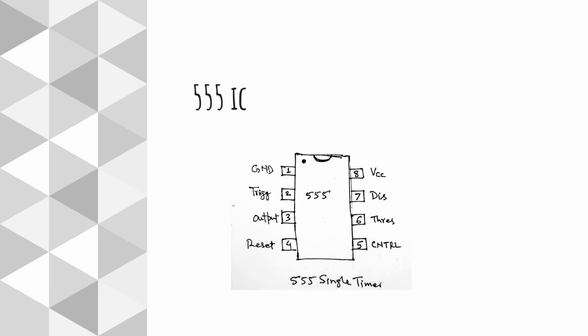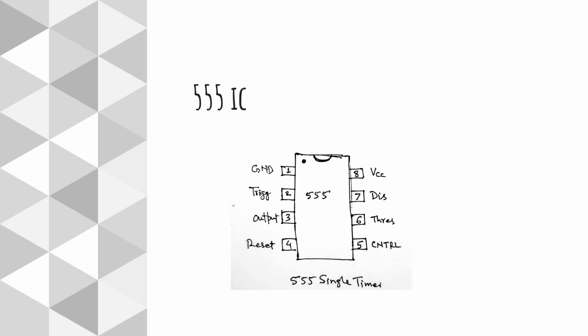Pin number 6. Threshold. When the voltage at this pin is greater than voltage at control pin, 2 by 3 VCC, then the high timing interval of output ends and makes output go to low state. However, this operation may be altered when control pin is driven by external voltage signal.